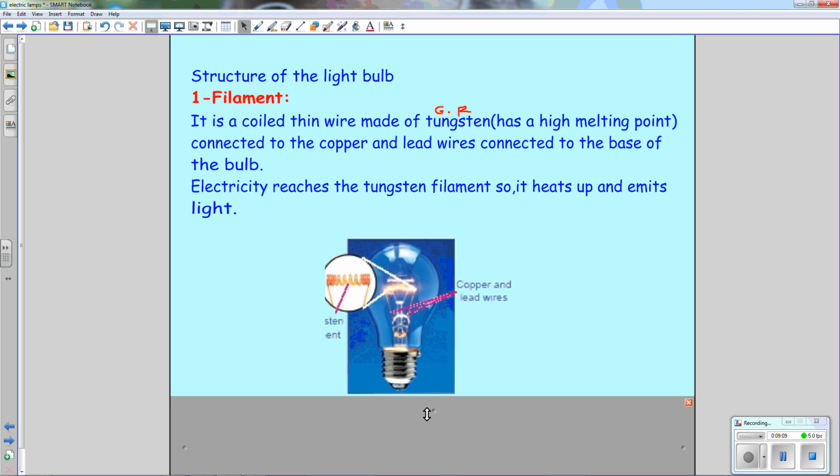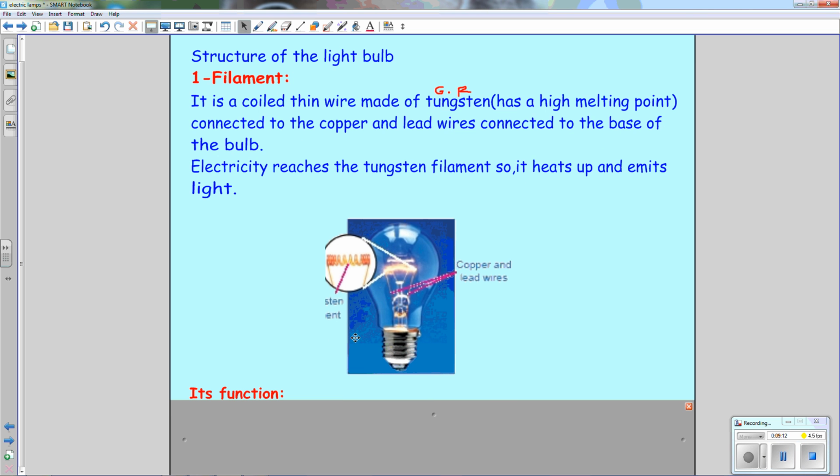So how does the light bulb work? Electricity reaches the filament, the tungsten filament, through the base, which conducts electricity to the copper and lead wires, and then reaches the tungsten filament, which has a high melting point. So it heats up and emits light. That's how the light bulb works.